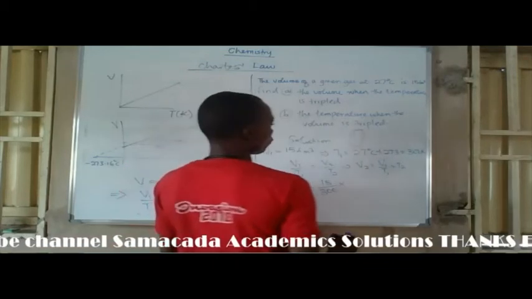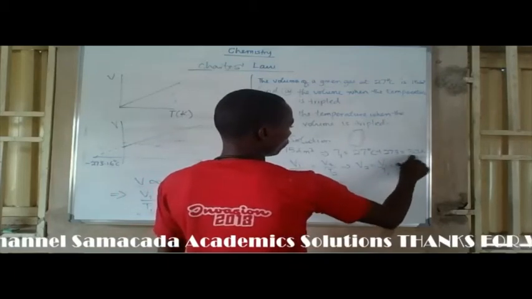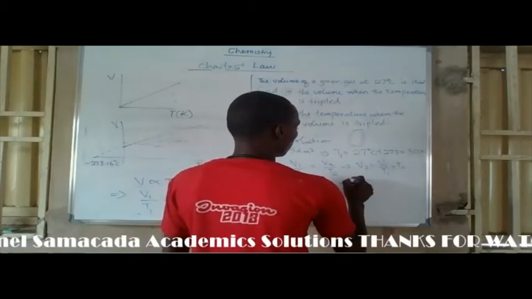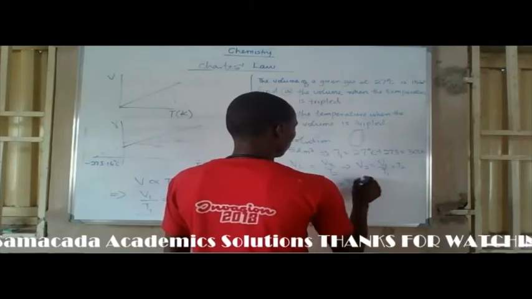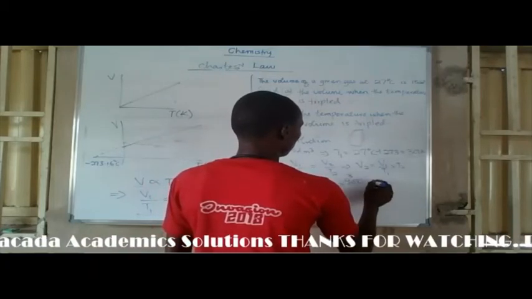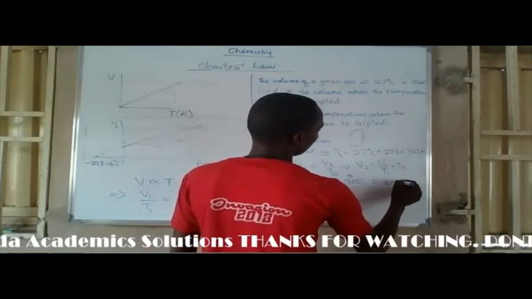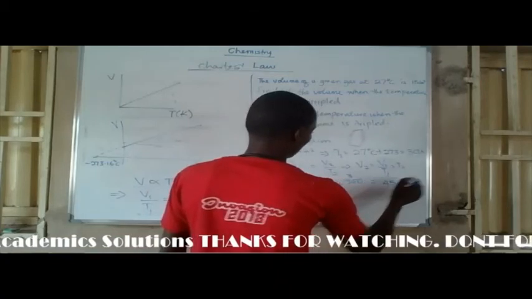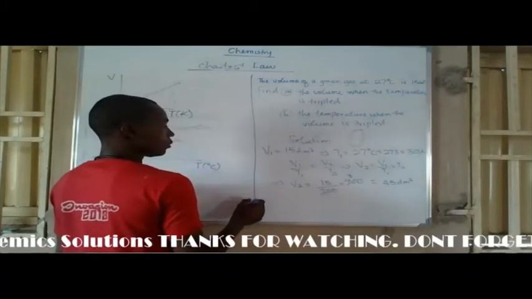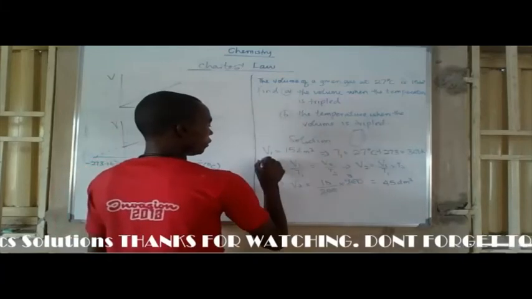T2 is triple of T1. So triple of this, that's 3 times 300, is 900. Well, essentially this goes into this, that's 15 times 3. The volume also triples as well, as we can see. That's for the A part.